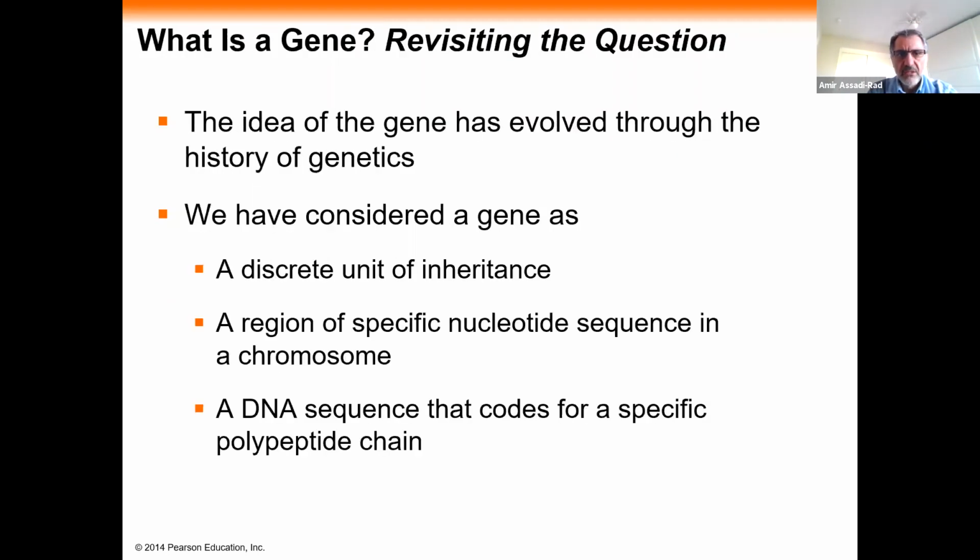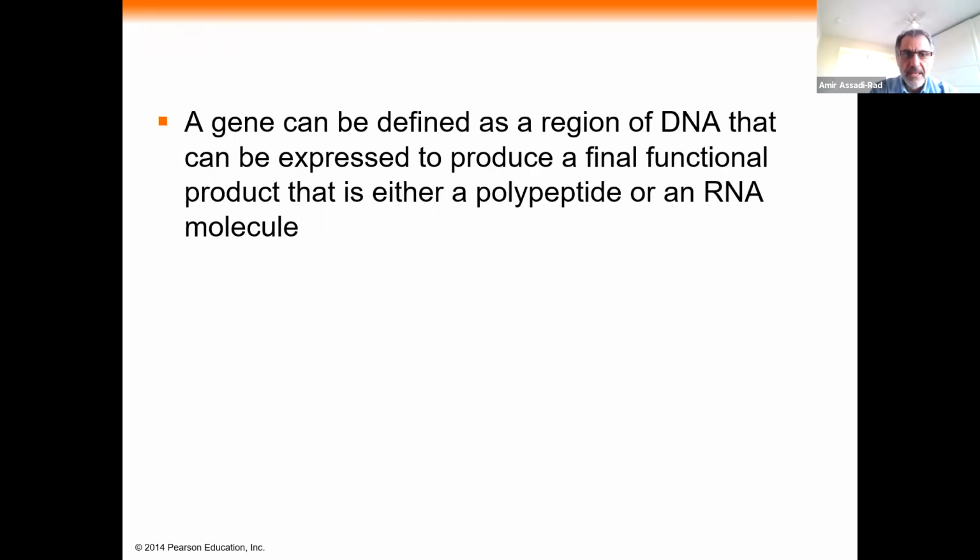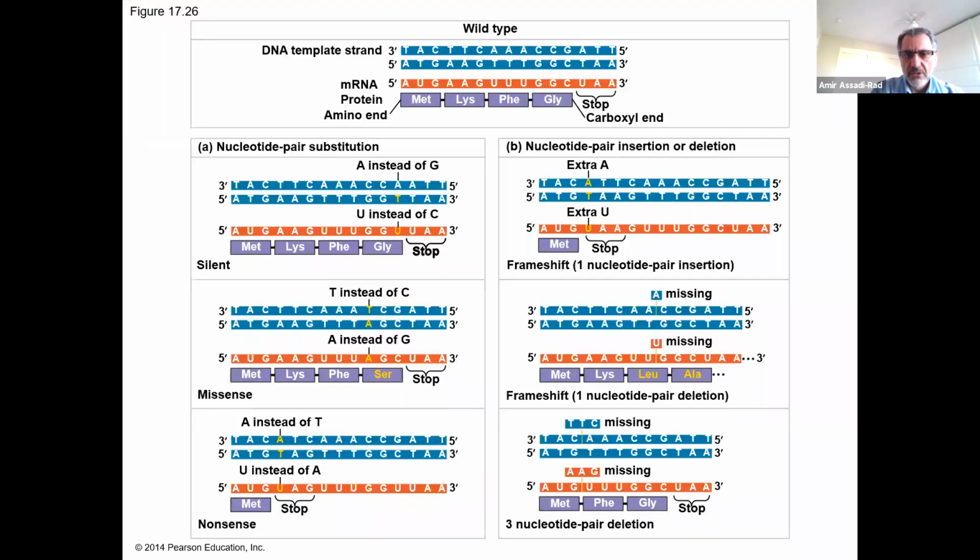And then you have frameshift, and mutagens, any chemicals or any physical things that cause the sequence of DNA to change. The idea of a gene evolved through the history of genetics. We have considered a gene as a discrete unit of inheritance, a region of specific nucleotide sequence in chromosomes, a DNA sequence that codes for a specific polypeptide. A gene can be defined as a region of DNA which can be expressed to produce a final functional product that is either a polypeptide or an RNA molecule.